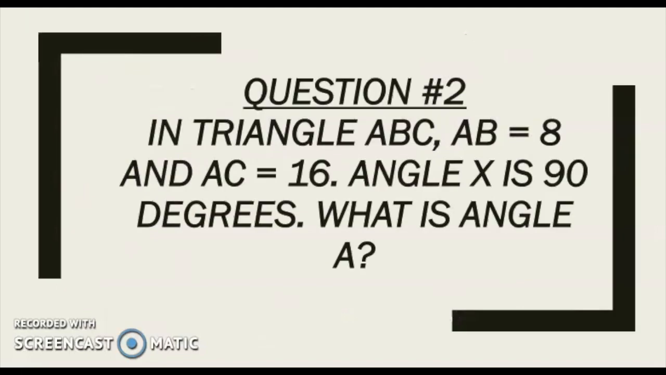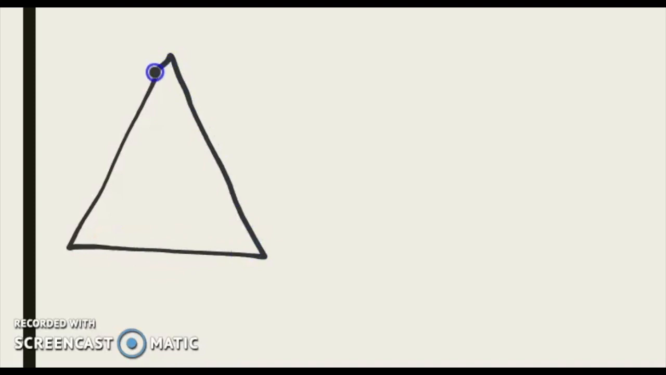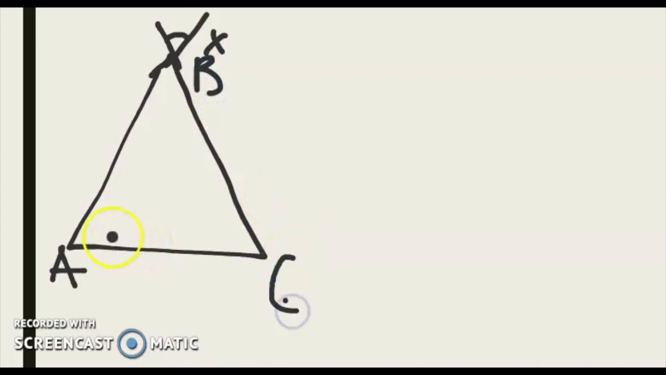Next. In triangle ABC, AB equals 8 and AC equals 16. Angle X is 90 degrees, so what is angle A? I'm going to show you what the triangle looks like in the book. So of course, draw a triangle, and angle X is this angle right here. This is point A, this is point B, and this is point C. We're trying to look for angle A, where AB is 8 and AC is 16.